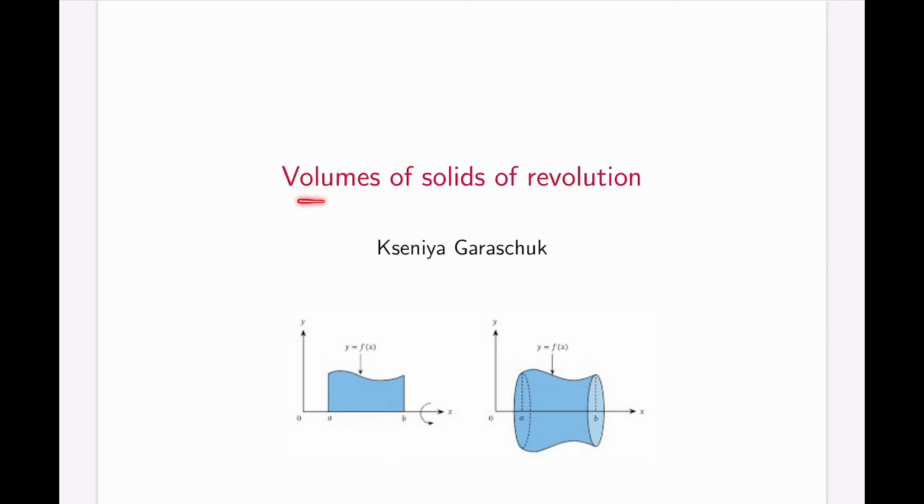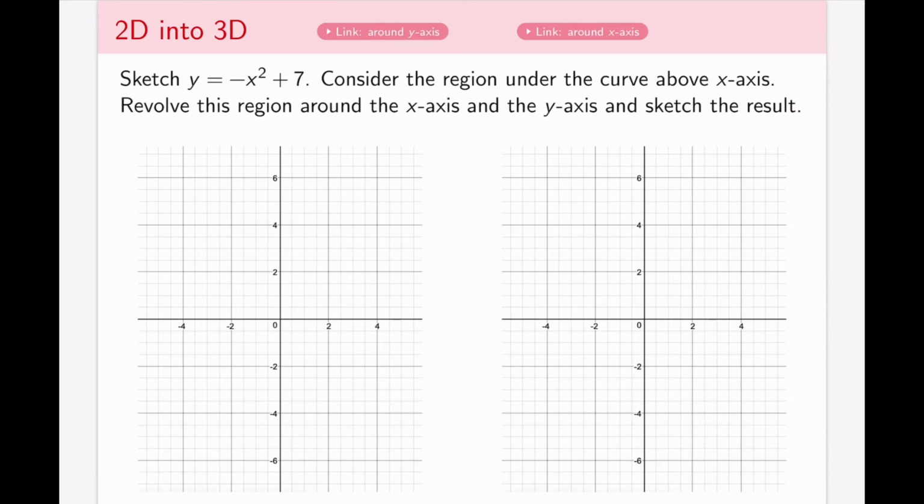11 is called Volumes of Solids of Revolution. And within it, we're going to study exactly that. We're going to think about taking a curve, revolving it around a line, and computing the volume of the resulting object. So in this first example, we're going to start with this simple parabola, minus x squared plus 7.